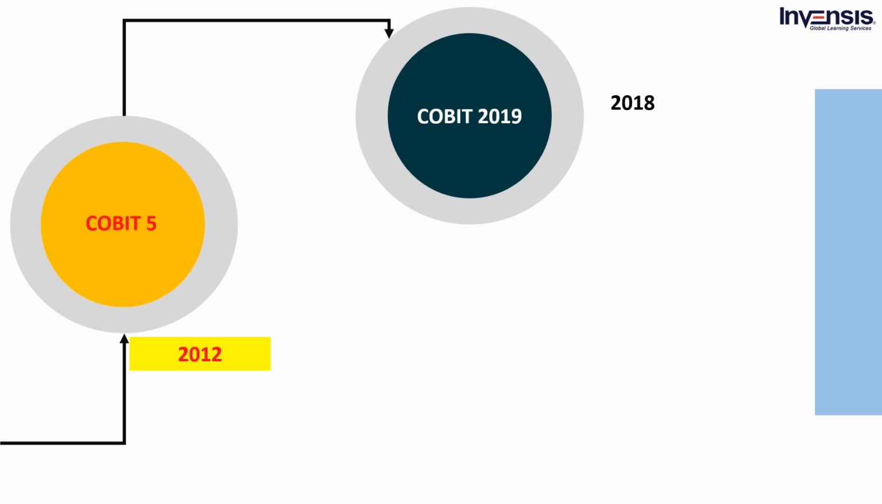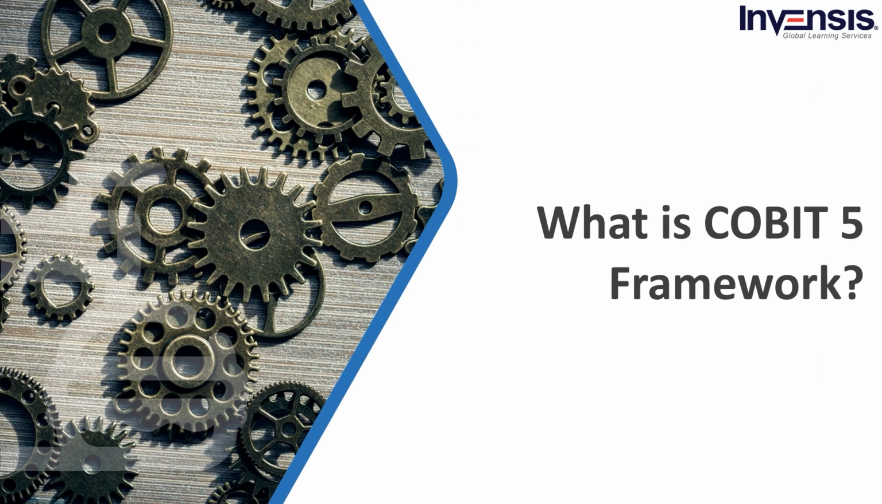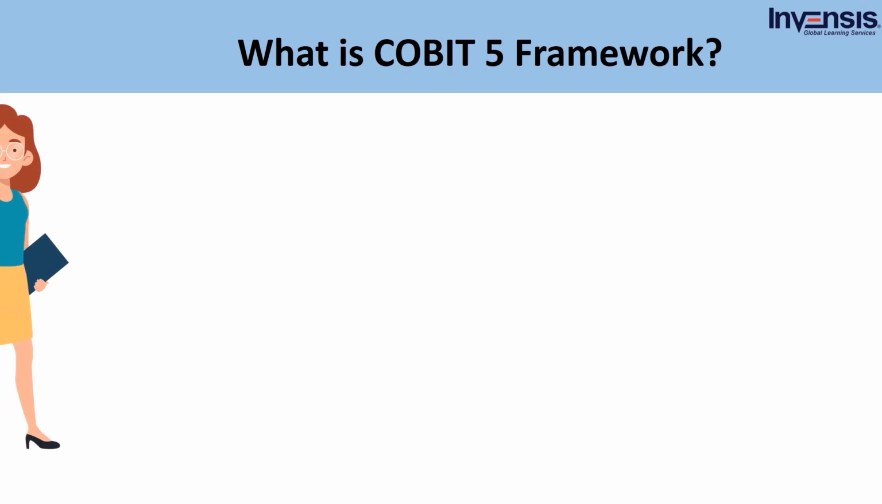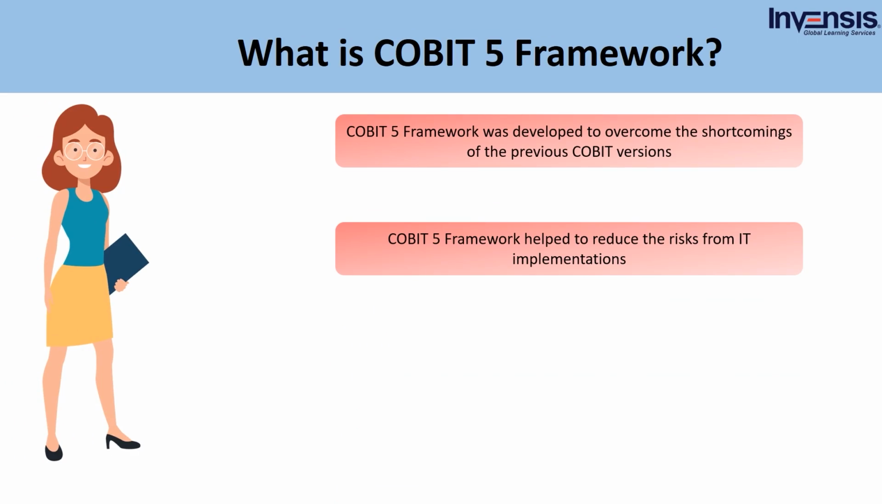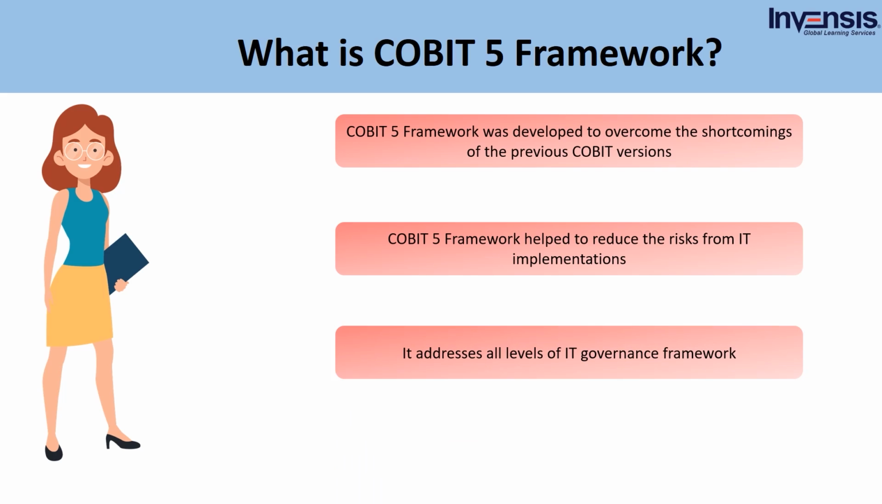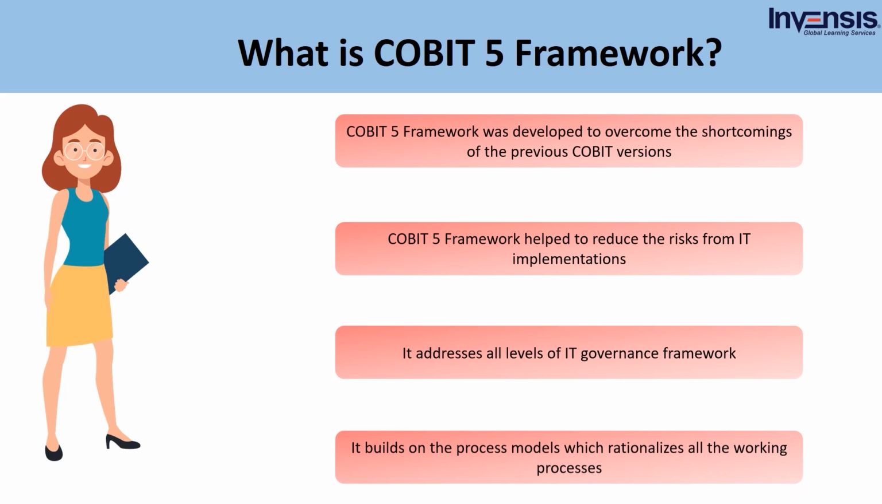COBIT 5 is a comprehensive framework of globally accepted regulations, principles, procedures, practices, analytical tools, and models that can help any organization effectively by addressing critical issues related to the management and governance of information and technology. We are now going to discuss what the COBIT 5 framework is. Introduced in 2012, the COBIT 5 framework was developed to overcome the shortcomings of the previous COBIT versions. It helped to reduce the risks from IT implementations. It addresses all levels of the IT governance framework. It builds on the process models which rationalize all the working processes.